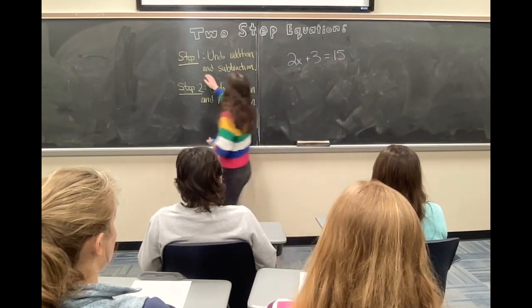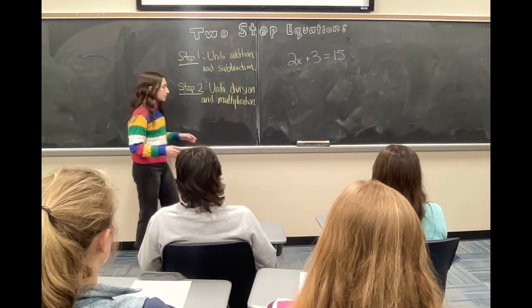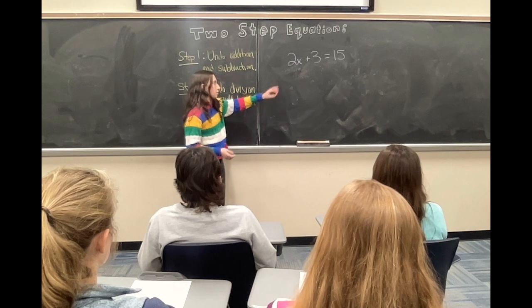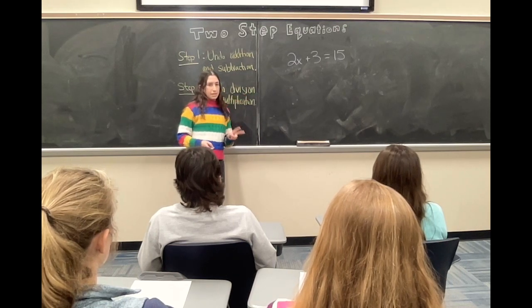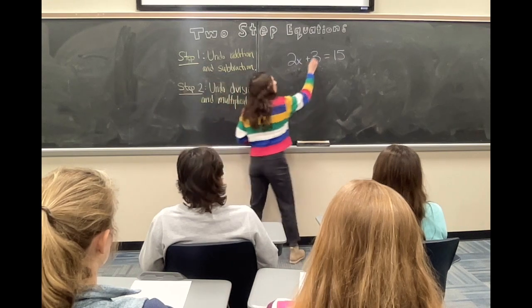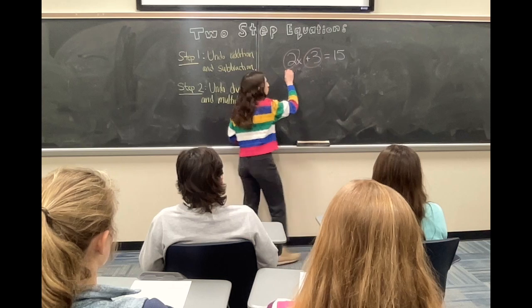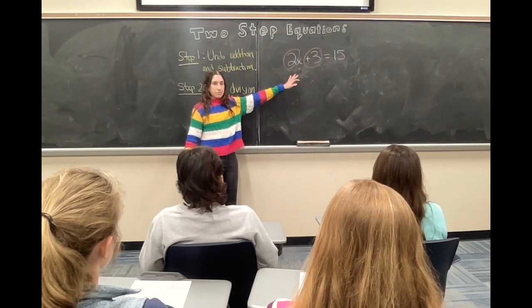So our first step here is to undo any addition and subtraction. And as I said, we're looking for the value of x that makes this equation true, and I see two main things that are kind of standing in our way between where we're at now and where we're trying to get. So the first thing is this plus 3, and the second is this 2. So let's deal with the plus 3 first.